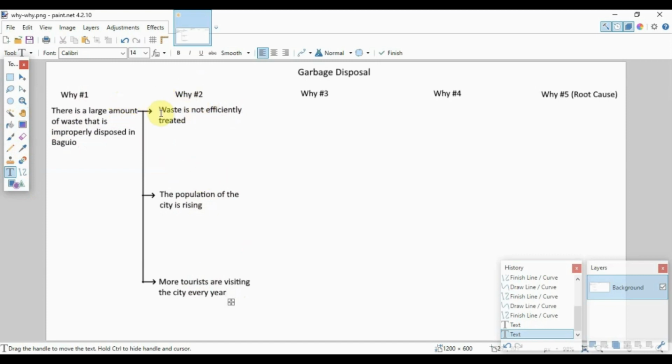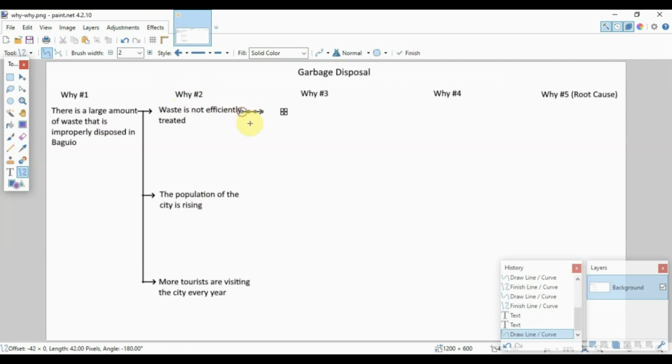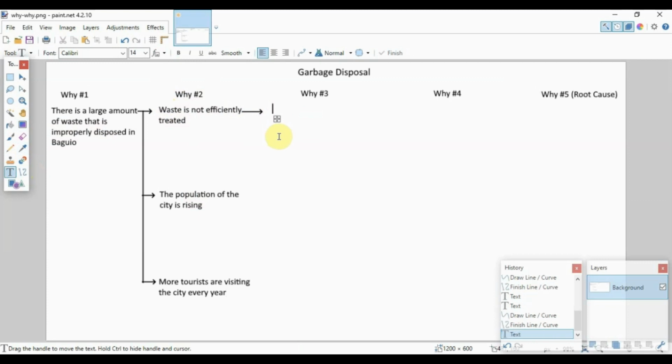Now, do we end it here? No. We will now further narrow down the causes here. So we'll try to ask again the question why. Let's start with the first one. Why is waste not efficiently treated? What could be the reason why waste is not efficiently treated or managed? Well, the main reason could be waste sometimes has to be sorted before being treated.